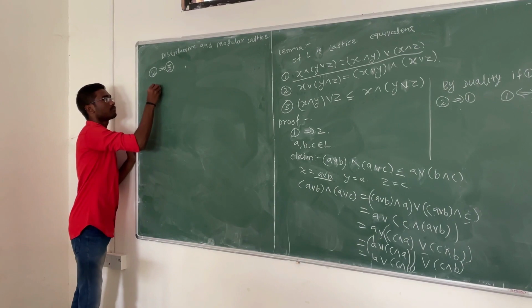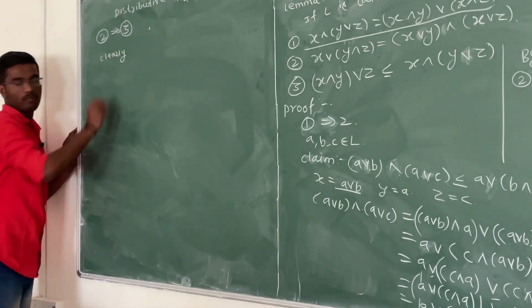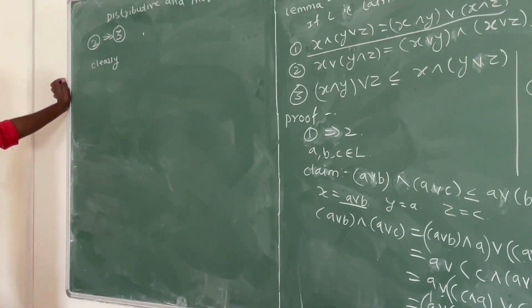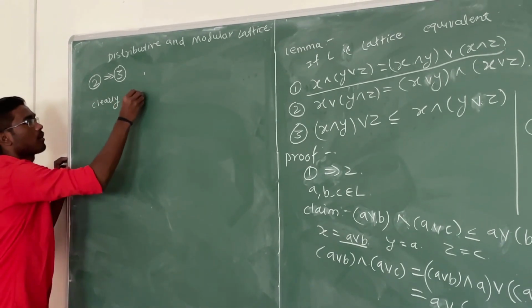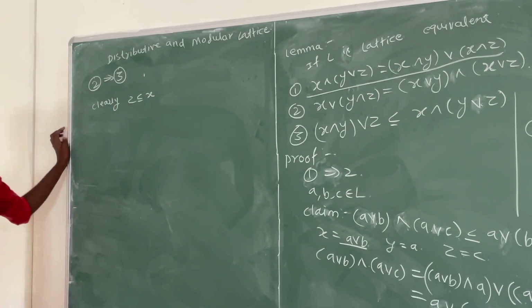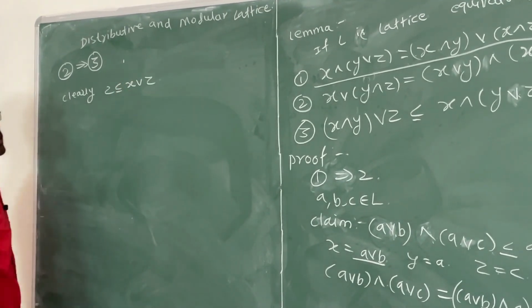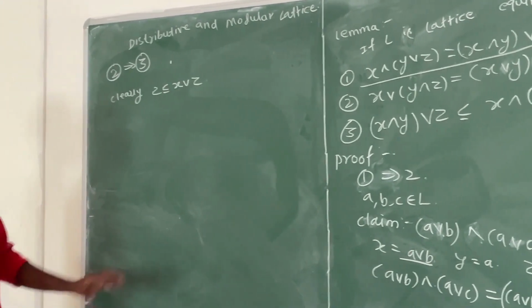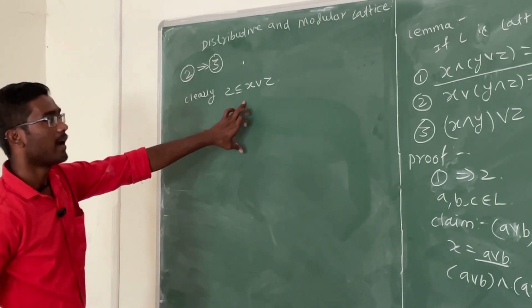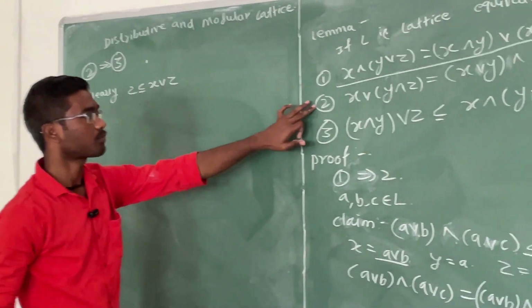Now clearly X is less than X join Z, and we have been given the second one.